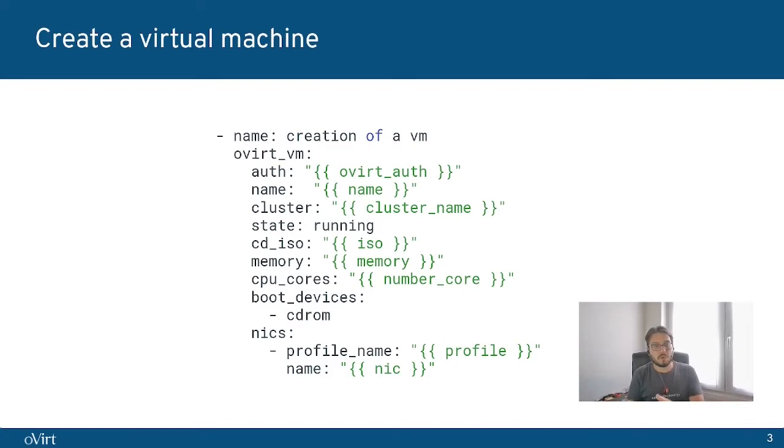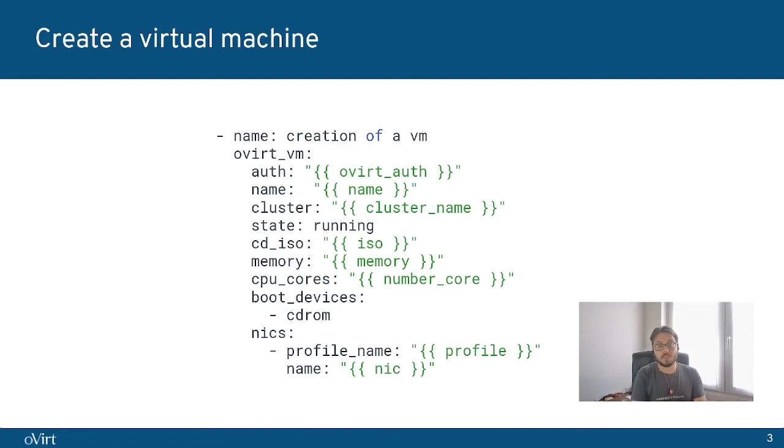But if we want to configure this new machine, or if we want to configure using Ansible all the machines that are created inside oVirt, how can we do that?